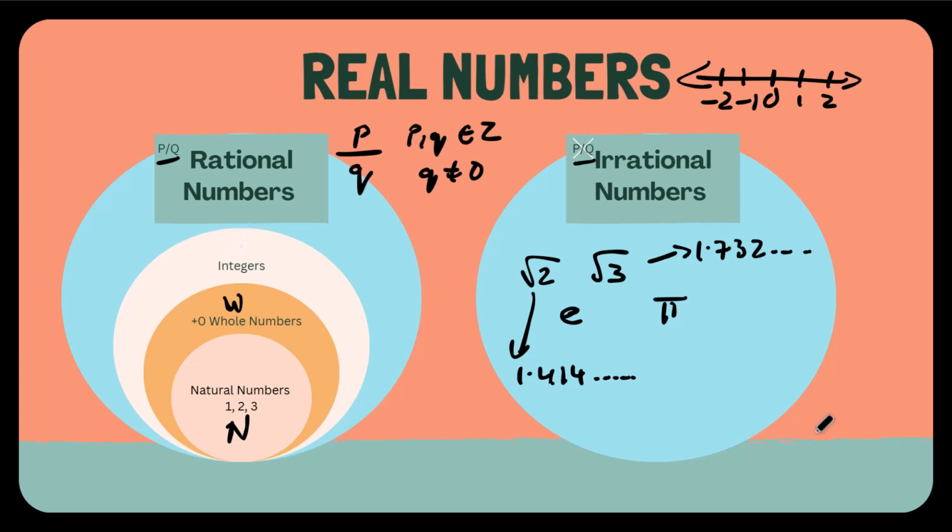Then when we add negative numbers, it becomes integers, right? Z is for integers. If we add negative numbers, it becomes integers. This is the entire idea of real numbers, right? We have learned this in the previous grade as well.